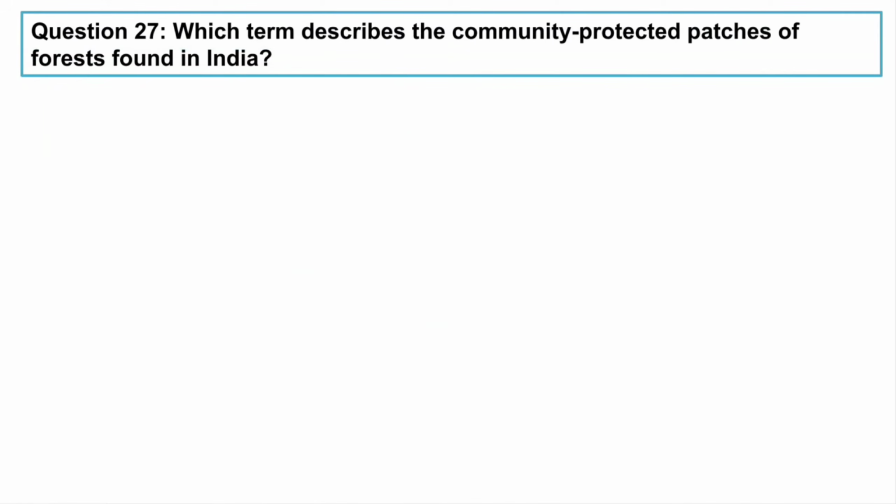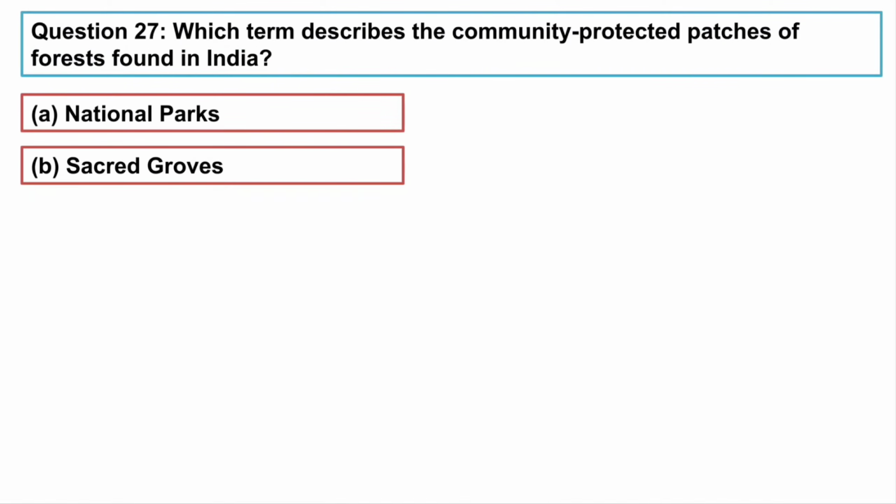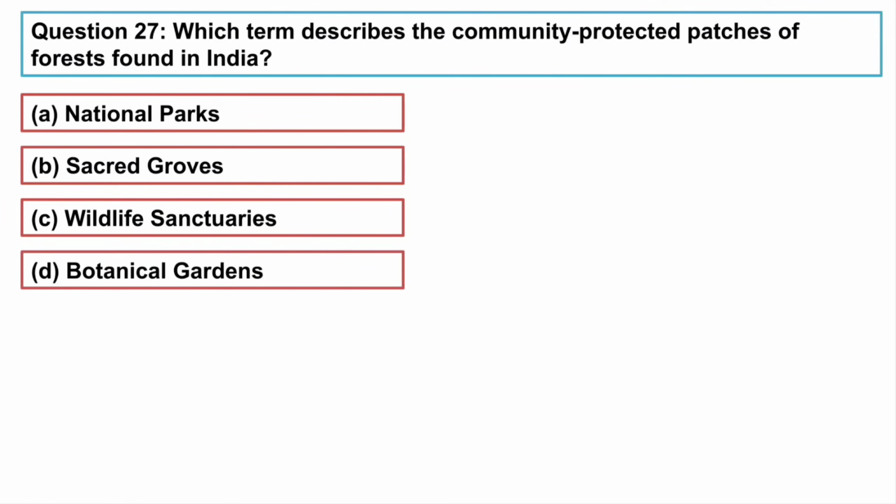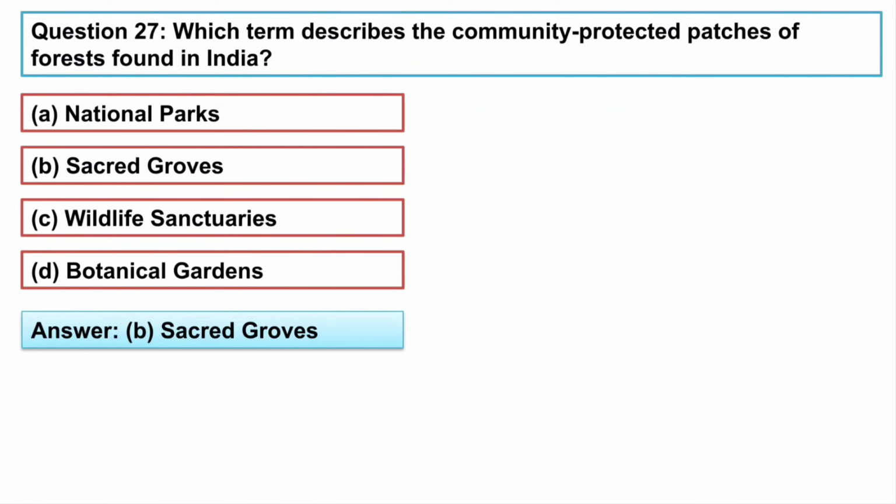Okay. Which term describes the community protected patches of forest found in India? So which is that term? National park, sacred groves, wildlife sanctuaries, or botanical gardens? So the correct option here is sacred groves. You also check how many of your answers are correct.